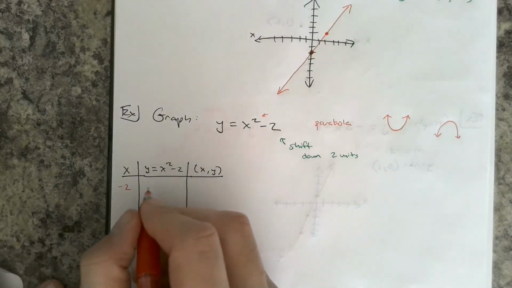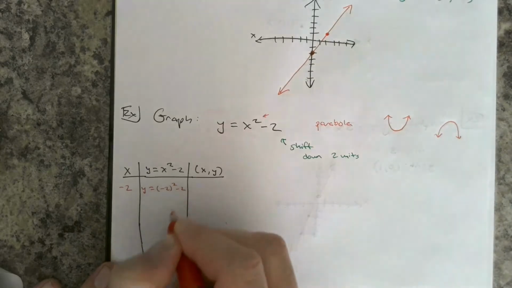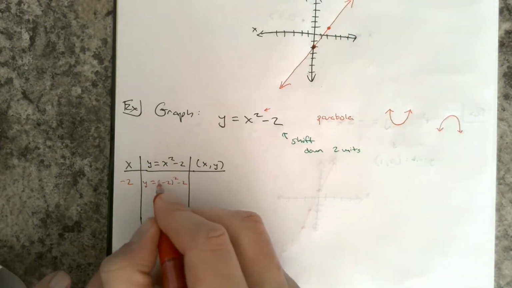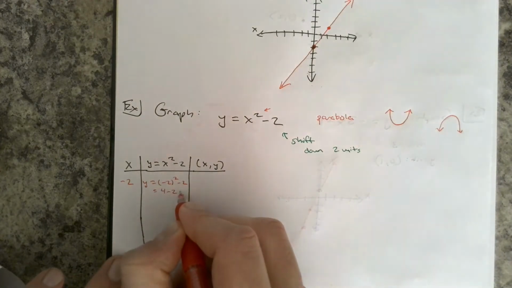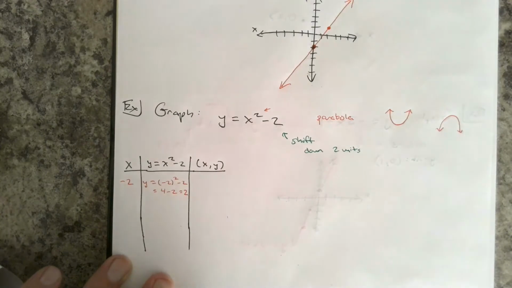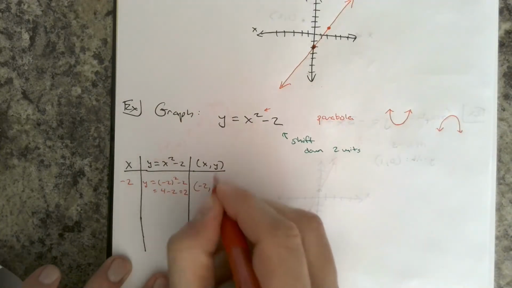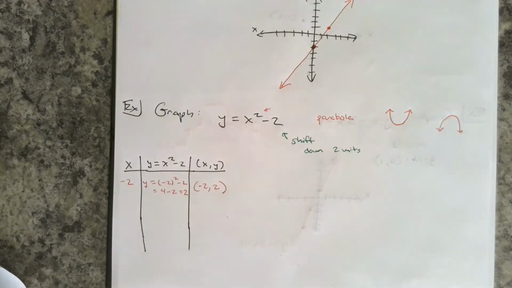If x were -2, then we'd have y is equal to -2 squared minus 2, which makes this really (-2), the quantity squared. Notice I put parentheses around it. That makes it a positive. So you have 4 minus 2, which equals 2. So the coordinates x comma y, the x value we picked, -2, the y value we got out was 2. So we know the point -2 comma 2 is on our graph.